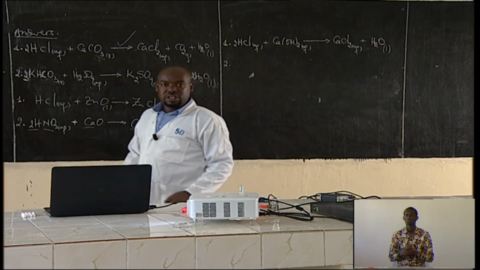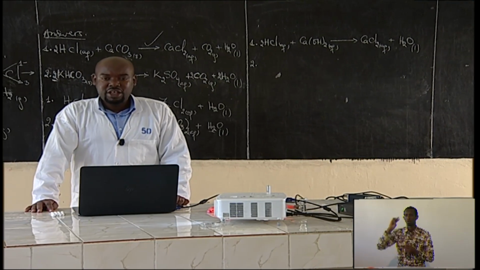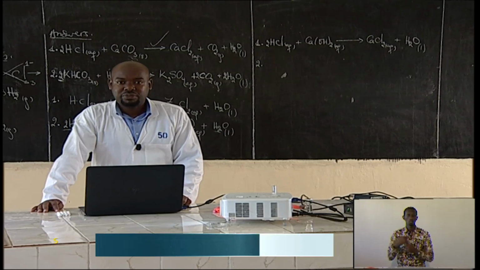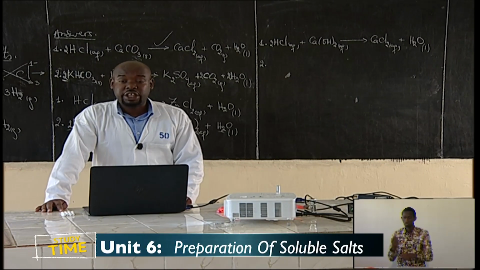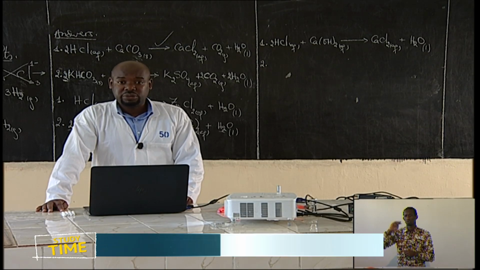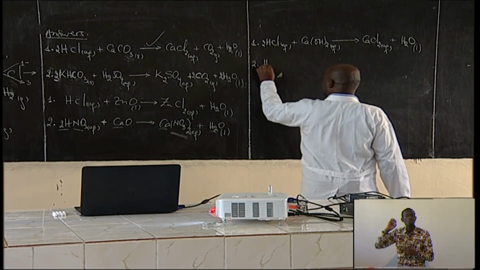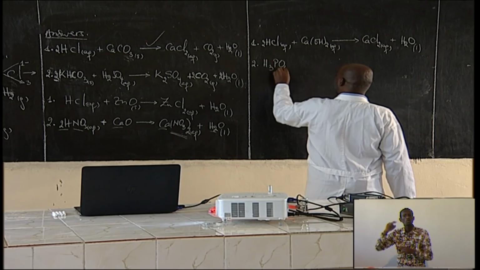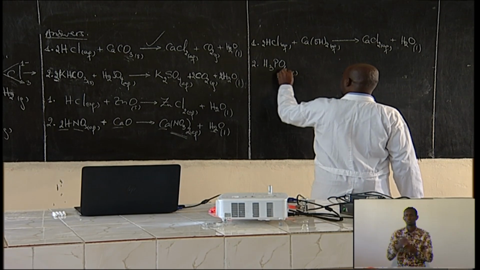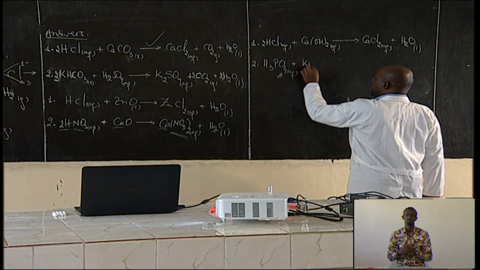And the second one, we have phosphoric acid. Think about the molecular formula of phosphoric acid. I give you some seconds. Phosphoric acid. Hint, there is phosphorus in there. Hydrogen and oxygen. What is the molecular formula? It is H3PO4. Reacting with what? Reacting with potassium hydroxide.